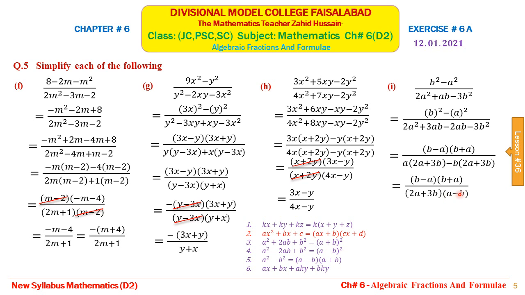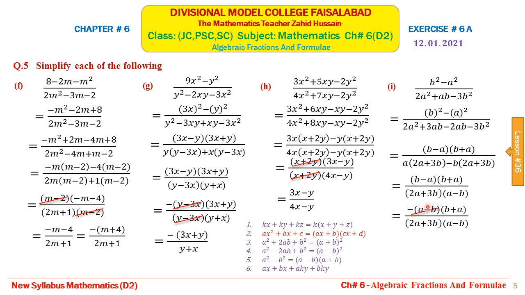Look, this is a minus b and this is b minus a. Both are not the same factor. So we have to make the order same. To make the order same, we have to bring minus common, or we have to multiply this with minus sign. So we will get minus, and we will change the order, a minus b into a plus b over 2a plus 3b into a minus b.